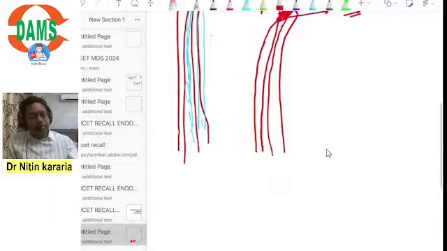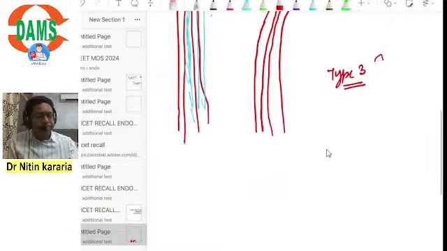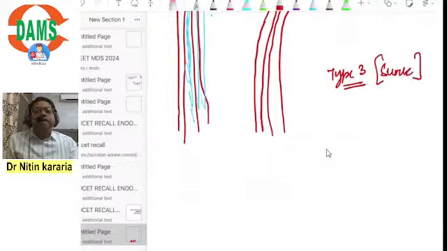If I talk about type 3 transportation, that was asked in the question also, which is a severe form of transportation. It is such excessive or extensive transportation that placement of a barrier material is very difficult or at times is not sufficient to seal the transportation. We have to use surgical repair.